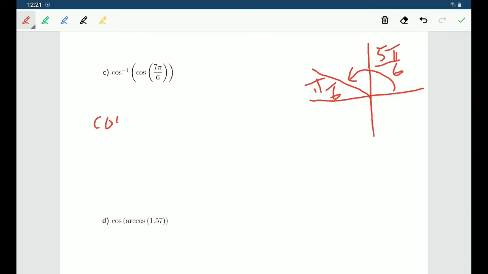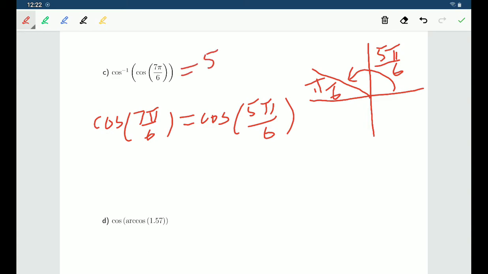So since cos of 7 pi over 6 and cos of 5 pi over 6 are equal to each other, and we know they're equal because they both have the same reference angle and they're both in quadrants where cosine is negative, and since 5 pi over 6 is in that interval from 0 to pi in my range of cosine inverse, then it's 5 pi over 6 that I'll get as my output.